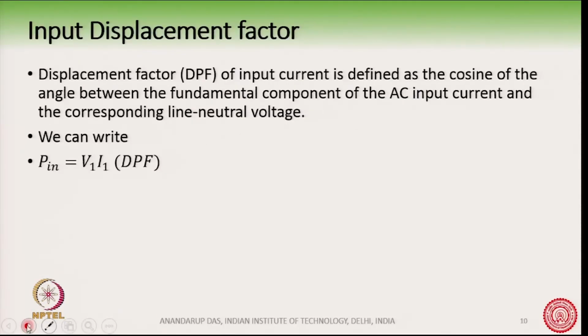And there is also one more definition, called the input displacement factor. The displacement factor of the input current is defined as the cosine of the angle between the fundamental component of AC current and the fundamental AC voltage. So the angle between fundamental AC voltage and fundamental current, the cosine of that angle, is called DPF, or distortion power factor. So the power input is V1 I1 into the distortion power factor.